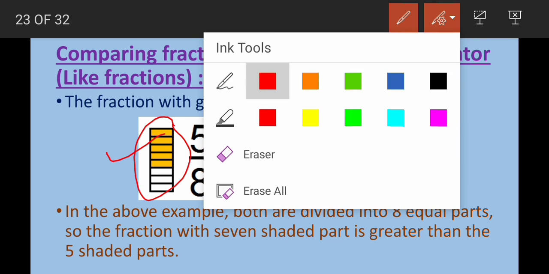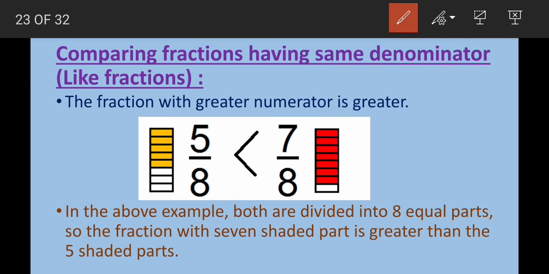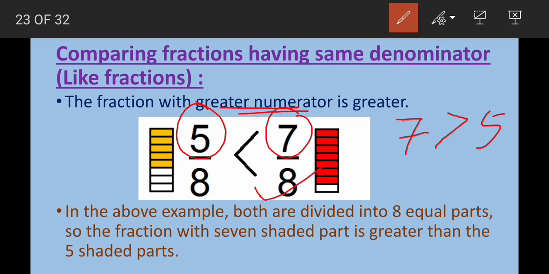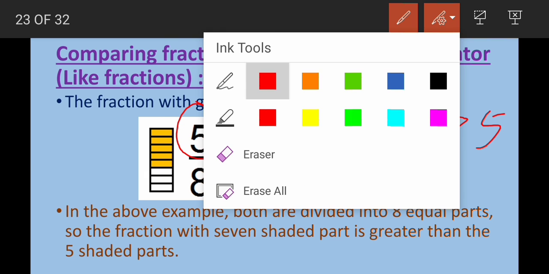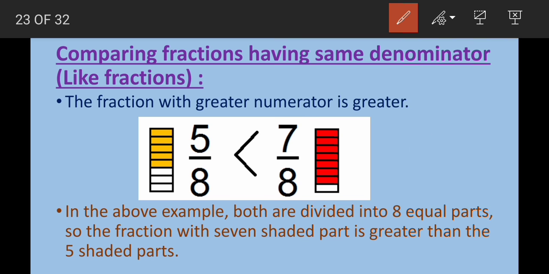Or if we compare the numerators of the fractions, in the first fraction the numerator is 5, in the second fraction the numerator is 7. So the fraction having the greater numerator, that is 7, is greater than 5, so we can say that the second fraction is greater than the first one, or 5 by 8 is less than 7 by 8.